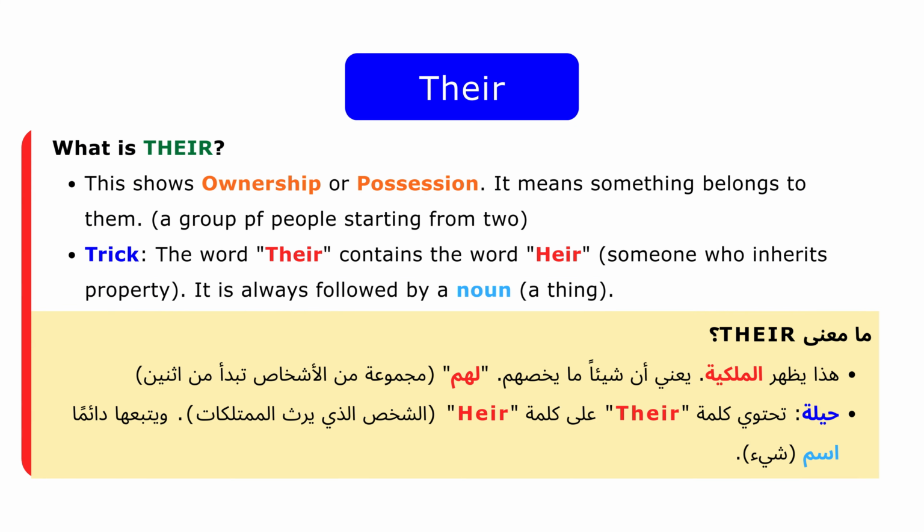Next is their. So, what is their? This word shows ownership or possession. It means something belongs to them. Trick. The word their contains the word heir, someone who inherits property. It is always followed by a noun, a thing.